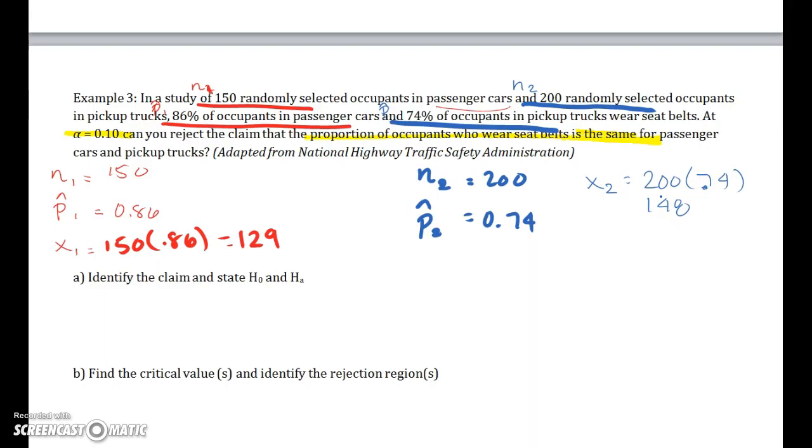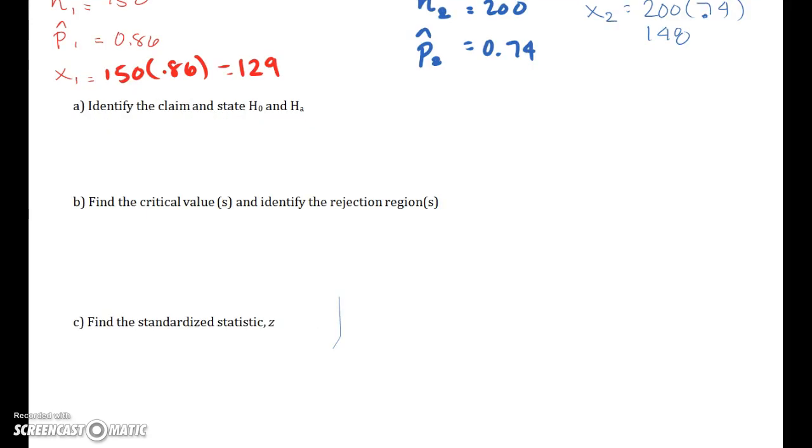I'm also going to tell you that if you are working out problems like this, you can assume that n1 times p1 is greater than or equal to 5, and n1 times q1, and so on and so on. So if I give this type of problem, assume that it works unless I'm asking you to show whether or not you can.